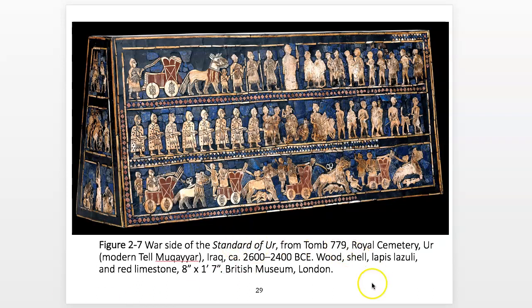It's called the Standard of Ur. Interesting object that was found there. It was called a standard by the archaeologist Woolley who found it, because he somehow thought it was supposed to go on top of a pole and be like a standard that they raised, but it probably was a sound box of a musical instrument.